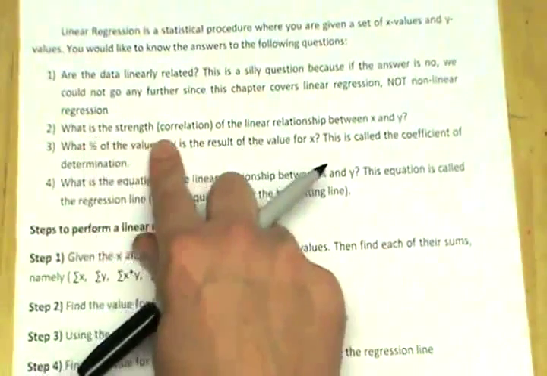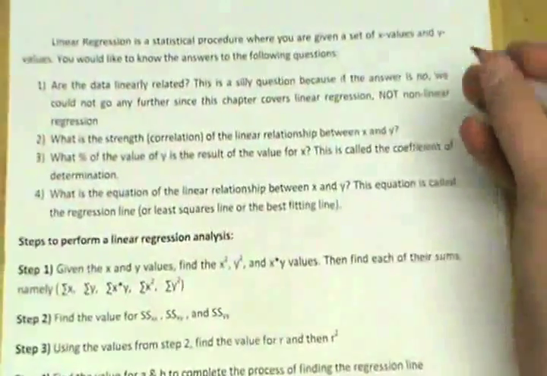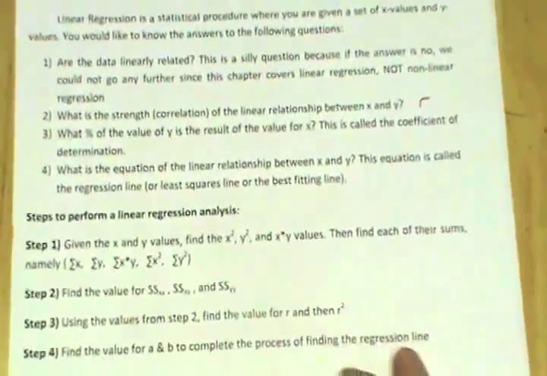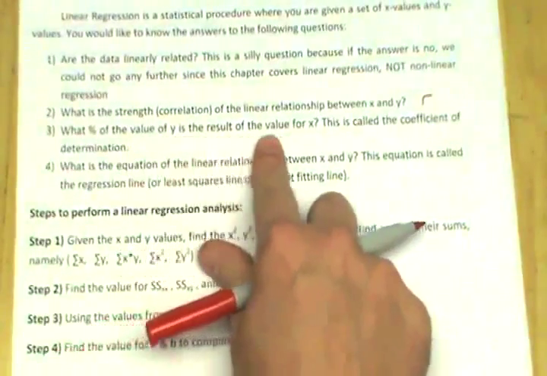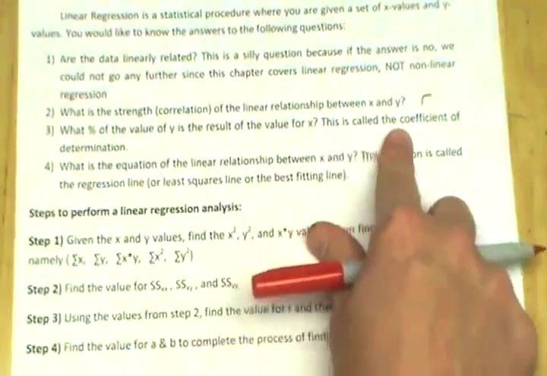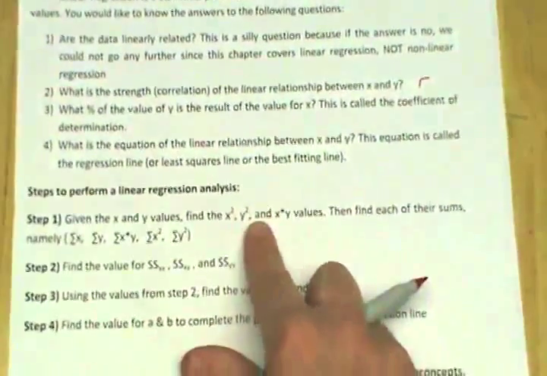Number two, what is the strength or correlation of the linear relationship between x and y? The strength of the relationship is the letter R. Okay, we're going to explain that in just a little bit, a little further. Number three, what percentage of the value of y is the result of the value for x? And this is called the coefficient of determination. We're going to cover that also when we do a problem.